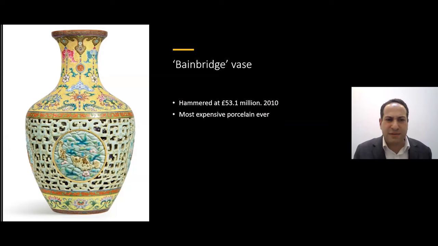It's incredibly difficult. This is the Bainbridges vase. It was sold at Bainbridges Auction House. Many of you might remember it. It sold for £53 million in 2010, and it was the most expensive porcelain piece ever. It actually wasn't paid for in the end. They paid for half of it and made a settlement. But really, this is the court style of the Qianlong and Yongzheng eras. It's highly technical, brilliant, perfect, lots of different colors, extremely difficult, and all these clever things.